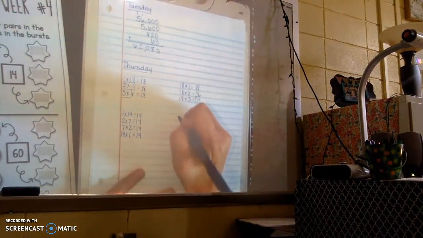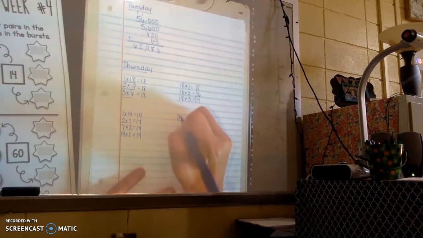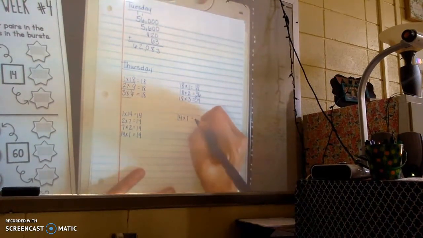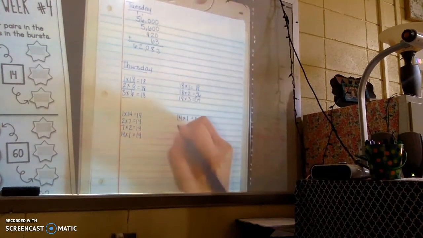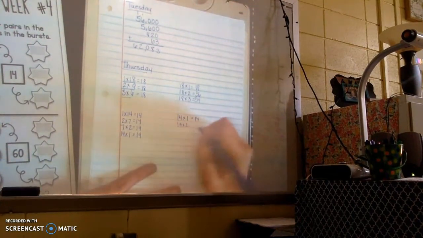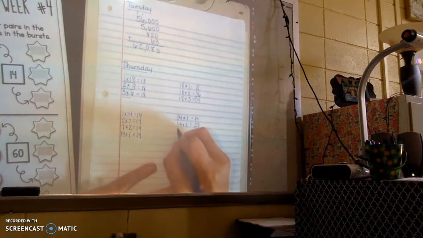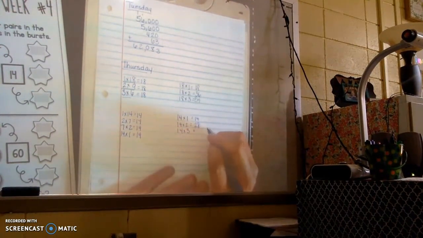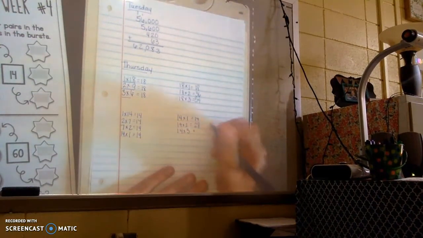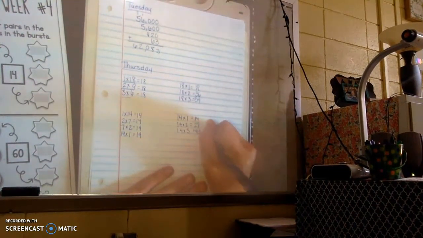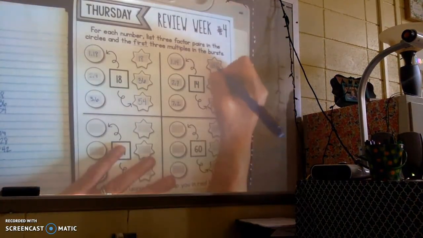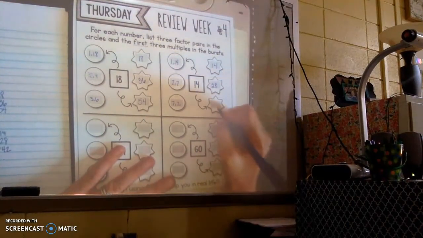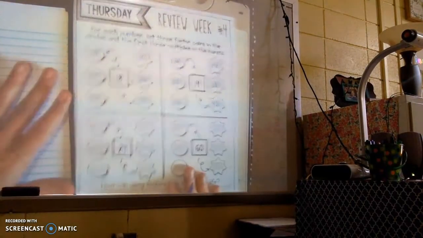Okay, now I'm going to do my multiples. So remember, your multiple is when you multiply the number times another number. 14 times 1 is 14. 14 times 2 is 28. 14 times 3 is 42. 14, 28, and 42. And there we're done.